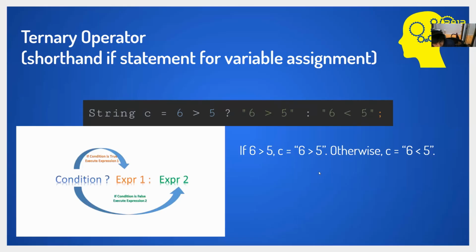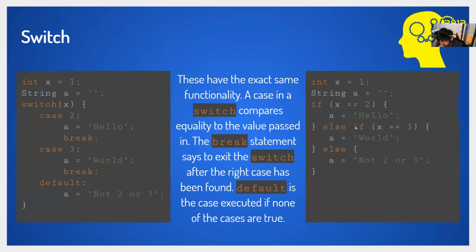This is the ternary operator. The question mark is the if. It's a shorthand. If 6 is greater than 5, then we'll take the first value, or else the second value. A switch statement is the same as a shorthand if. We have a switch versus an if statement on the left and the right. With a switch statement, you define it with switch, parentheses, and whatever you're comparing, curly brackets, and then your cases. And default is basically your else.